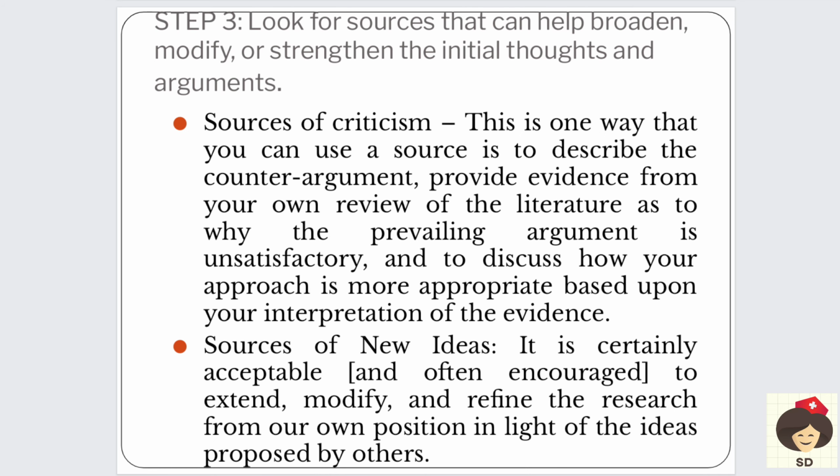Step 3 is looking for sources that can help broaden or strengthen the initial thoughts and arguments related to the research. There is the source of criticism, so we have to identify it in other research. When we do the review of literature, we will find other research where there is criticism. Criticism means something wrong is mentioned, or the evidence given is not clear, or there is an argument which is unsatisfactory. So when previous studies are not giving proper evidence, or they did not interpret the results and the results are not satisfactory, then we can modify that area and do the research.